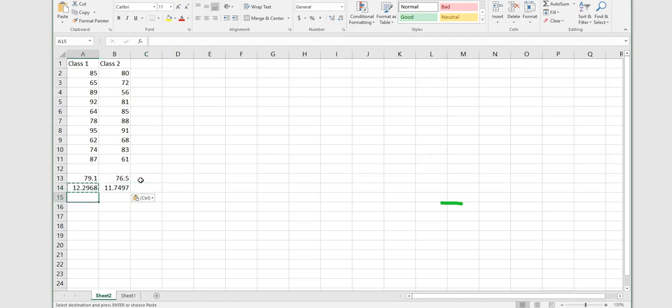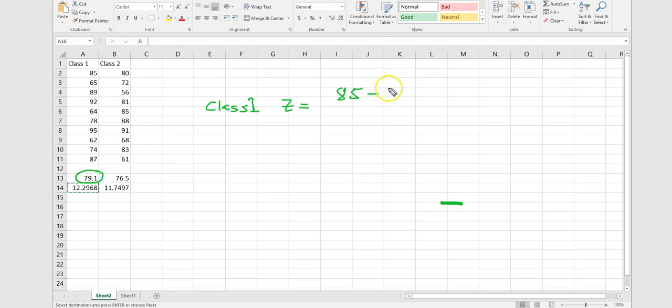Now let's calculate the z-score for the score of 85. I'll just write it out here for you. For the first score of an 85 from class 1, the z-score will be 85 minus our mean, which is 79.1 in this case, divided by our standard deviation, which is 12.30. We'll round it to 2 decimal places.